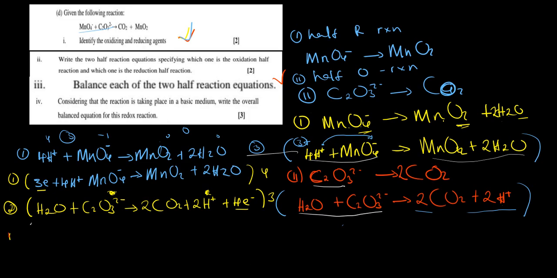All right, so this one is being multiplied by 4. Okay, this one by 3. All right, so this one is being multiplied by 3, because of this 3 that we have there. So here when you multiply times 4, that will be now 12 electrons, plus 16 hydrogen ion.